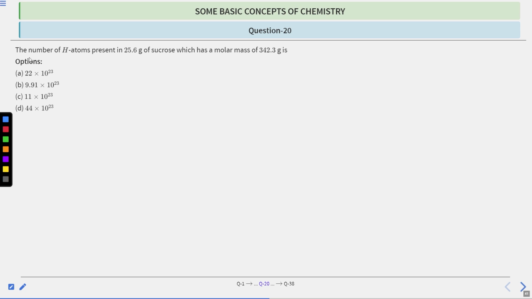Moving on to our question number 20. The number of hydrogen atoms present in 25.6 gram of sucrose, which has a molar mass of 342.3 gram, is. So options are listed here: 22 into 10 to the power 23, 9.91 into 10 to the power 23, 11.11 into 10 to the power 23, 44 into 10 to the power 23. You have 10 seconds to solve this question by yourself. After that, we will solve the question.